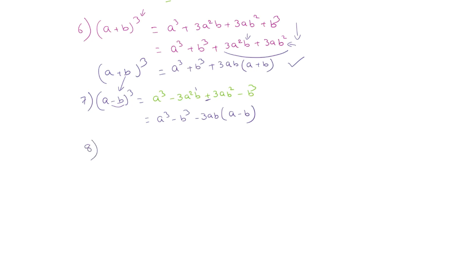Next, after a plus b whole cube and a minus b whole cube, one more important formula for the sake of factorization that we are supposed to learn is a cube plus b cube. So what is the a cube plus b cube formula? Just above, in the sixth formula, you can see it. I'm just asking about this one, a cube plus b cube. This part alone I'm asking you.